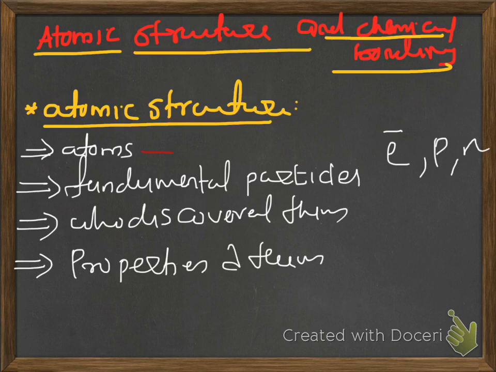And later in 1920, proton was discovered by Rutherford, who actually discovered the nucleus of the atom. And in 1932, I think neutron was discovered by James Chadwick.